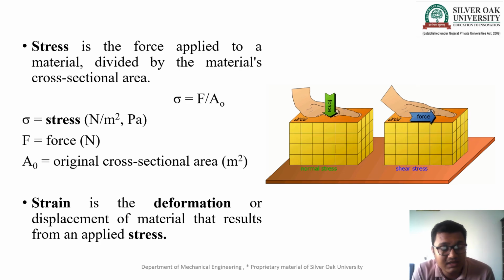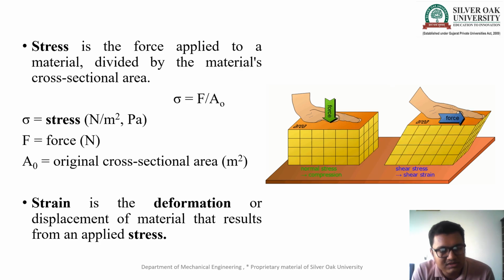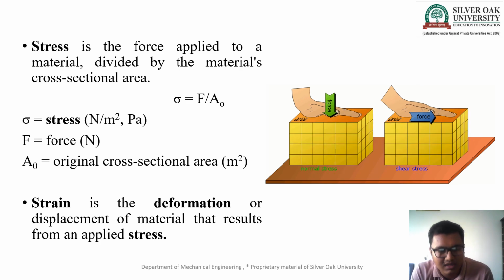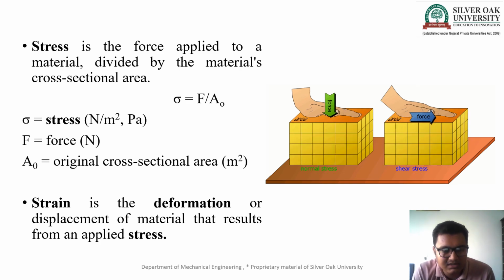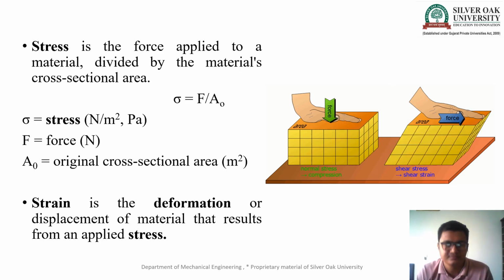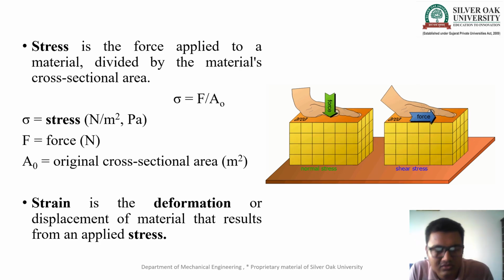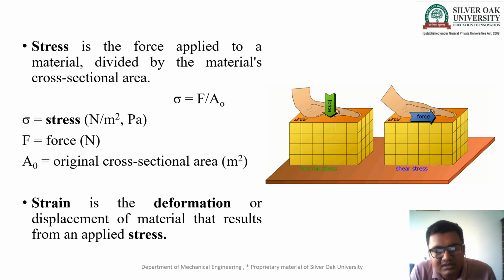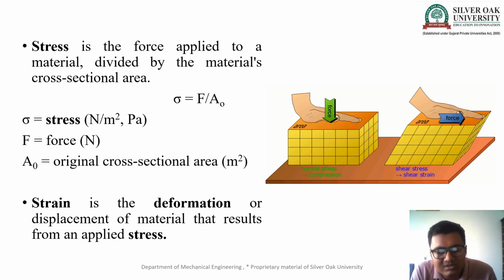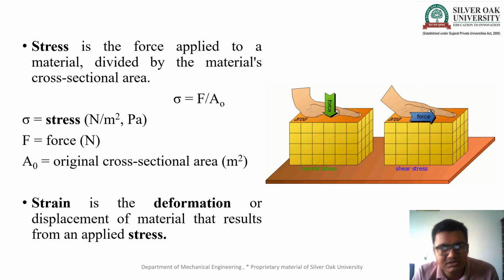So what is strain? We already discussed stress. Now we will discuss strain. Strain is the deformation or displacement of material that results from an applied stress. Here I apply stress on two bodies. After applying that stress, whatever change occurs in the body or its shape is called the strain.